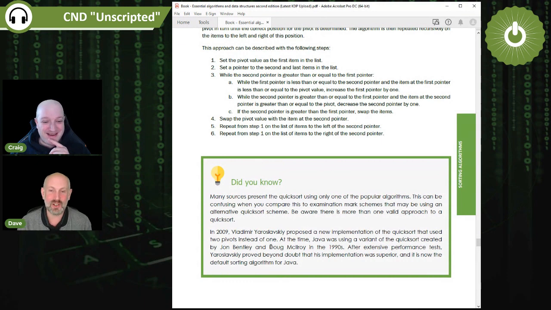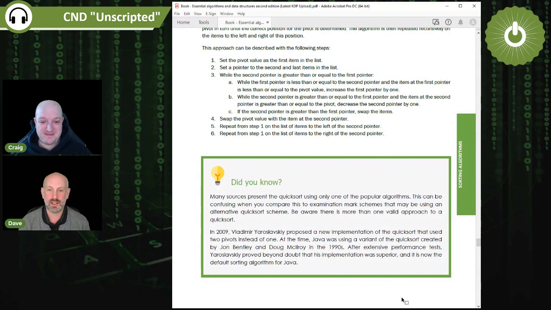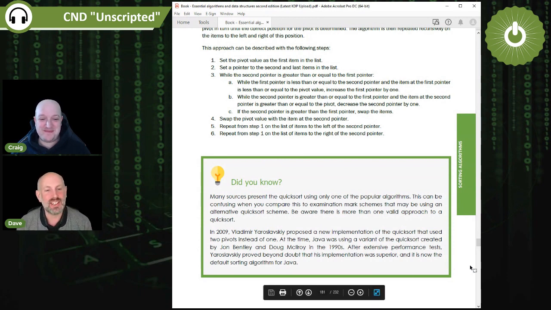Yeah, but here's the interesting little bit. It says that at the time, Java was using a variant of the quicksort created by Jon Bentley and Doug McIlroy in the 1990s, I think that says. And of course, what happened is after extensive performance tests, this new algorithm proved beyond doubt that it was superior. And so the default method in Java now to do a sort is using this new 2-pivot approach rather than the single pivot. Now, as Craig says, you don't need to know any of that for your exam, obviously. But it's interesting, isn't it, that you don't give any thought when you say .sort in Python.